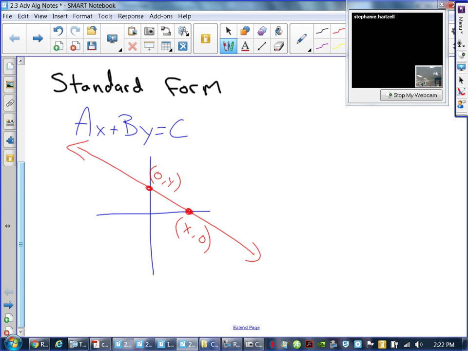So what I can do here is that if I substitute values of 0 for x, I can find my y-intercept. If I substitute zeros for y, I can get my x-intercept. Because how many points do you need to make a line? Two. So here's what happens. If I do that with something simple, let's say 2x plus 3y is 6, and I wanted to plot this.